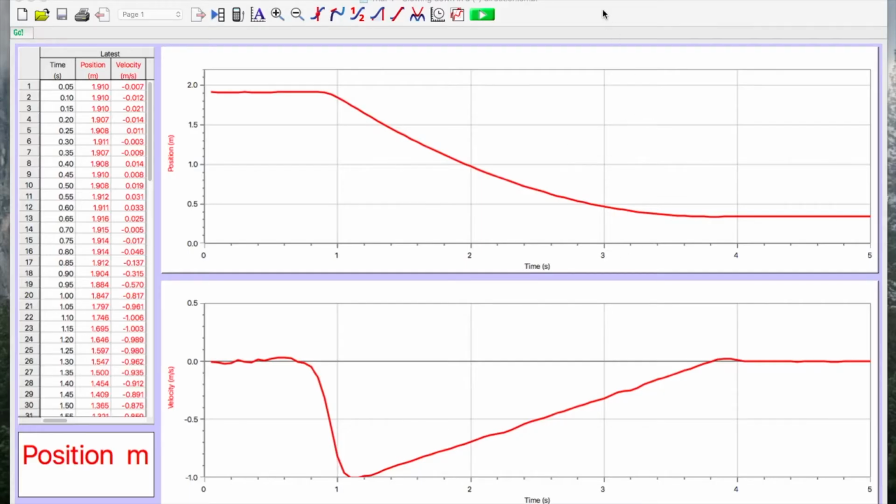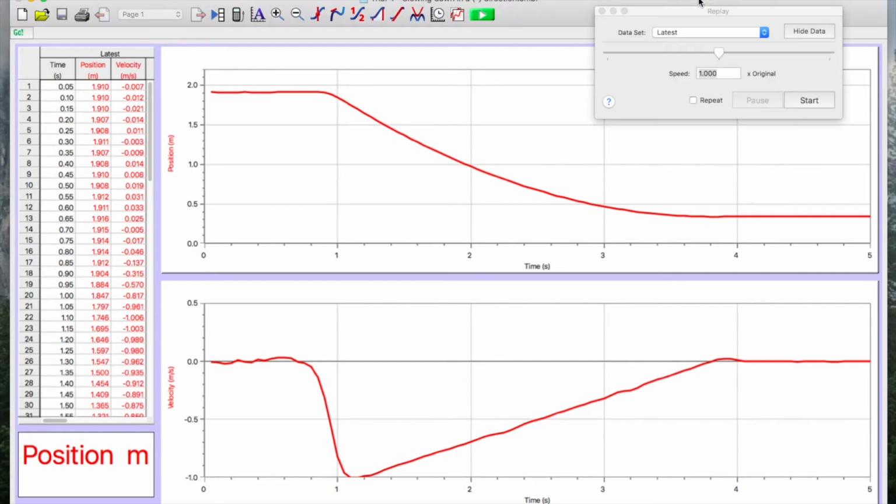In this case, we're going to look at the trial 4 slowing down in the negative direction and take a look at the acceleration time graph. So as you can tell from these initial graphs, we're only interested in the time from about 1 second to about 3.5 seconds.